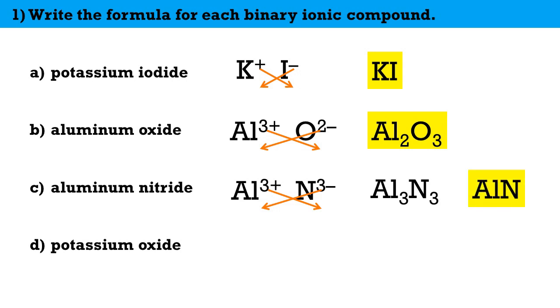Letter D, potassium oxide. The formula of potassium is K+, while the formula of oxide is O2-. By using the crisscross method, the formula will become K2O. Ang ratio ng subscripts ay 2:1. This is already the smallest whole number ratio, so this is the correct chemical formula.